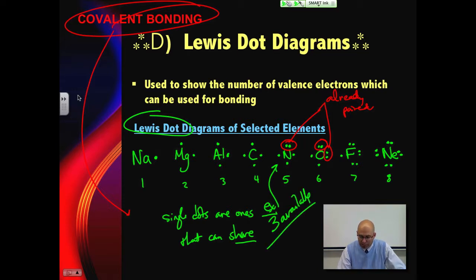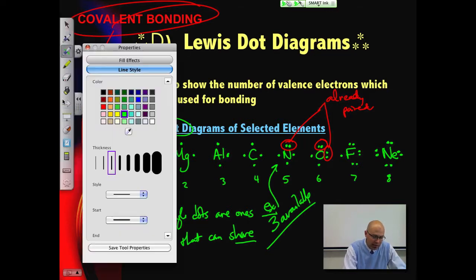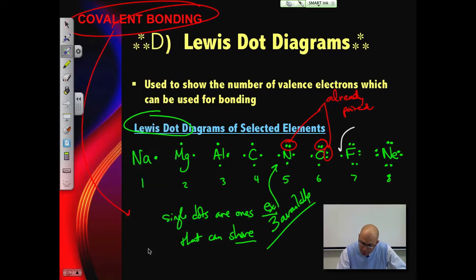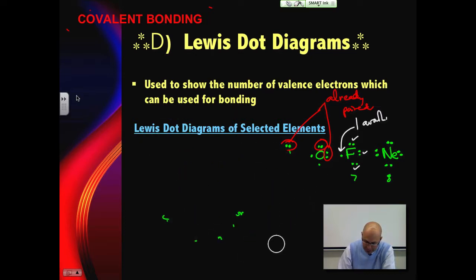3 available to share. Fluorine and the halogens, let's get a different color here. The white would look good. Fluorine only has the 1. These are already paired, so 1 available. Now just don't get confused. There are still 7 valence electrons on fluorine, but only 1 available to pair. Okay? So that's a little description of our Lewis dots and what that does for us.